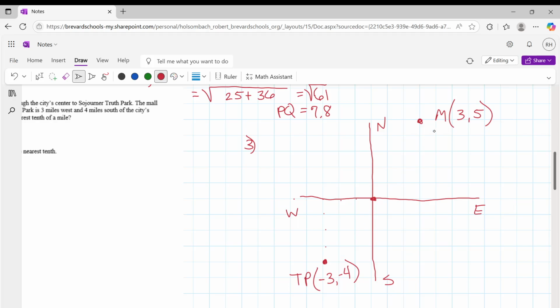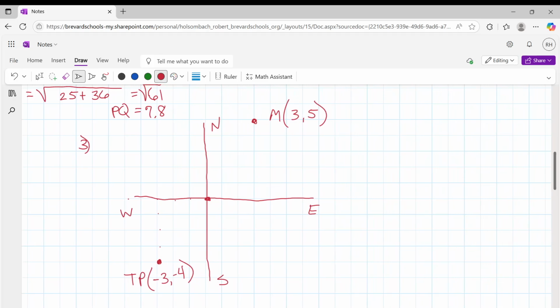So we need to find the distance between these 2 points. So again, it's a distance problem. You can label your points. Here's our x1 and our y1, and then our x2 and our y2. And then we draw our big square root symbol, and we're going to go x sub 2 minus x sub 1. So 3 minus -3 squared plus y sub 2 minus y sub 1. 5 minus -4 squared.